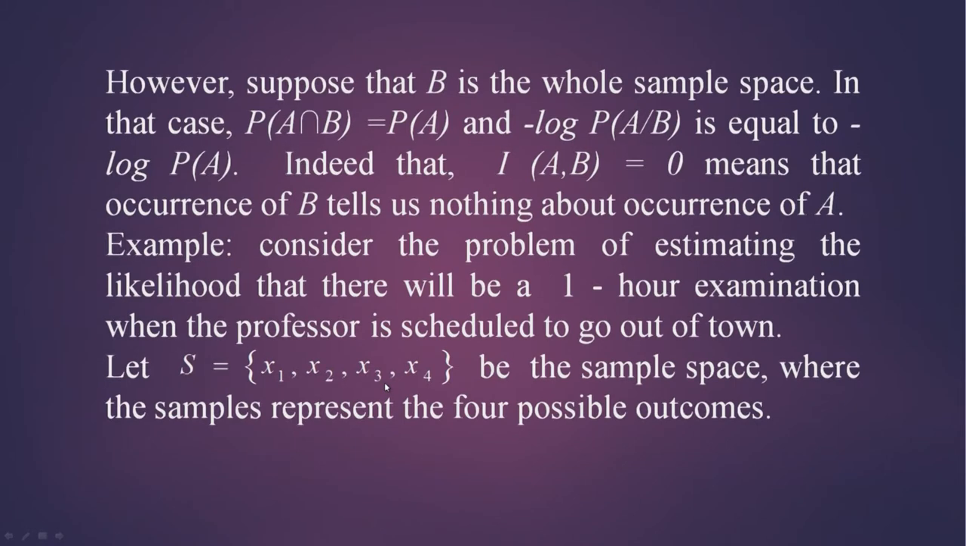However, suppose that B is the whole sample space. In that case, probability of A intersection B is equal to probability of A, and minus log probability of A given B is equal to minus log probability of A, and I of A comma B is equal to 0, and this means that occurrence of B tells us nothing about the occurrence of A.